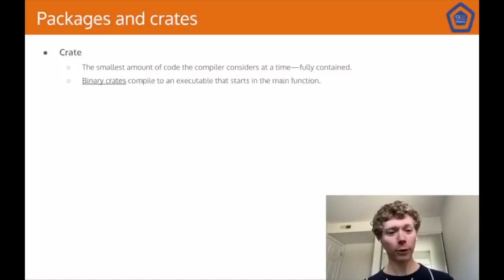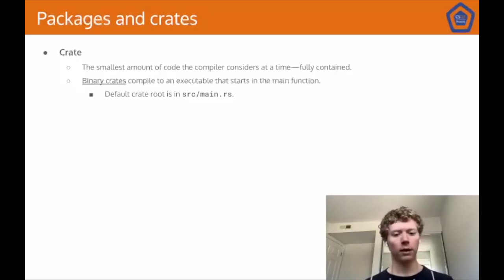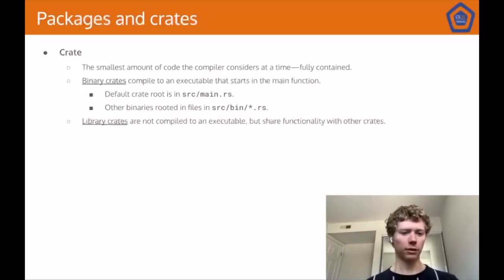Binary crates are what you compile to an executable. It starts in a main function, and then you can run the executable like we just did, and it printed hello world. The default crate root is in src/main, and you can have other binary crates rooted in src/bin. I'll show you all of this in a minute. I'm just going to get through this slide.